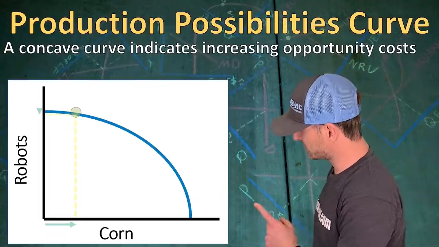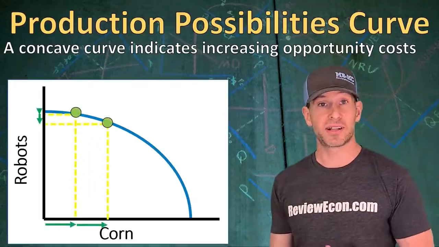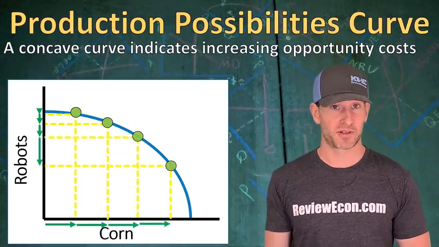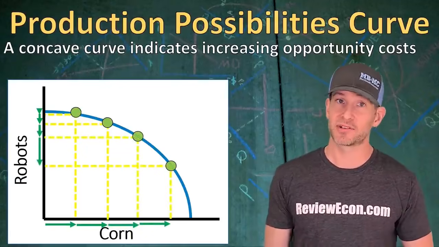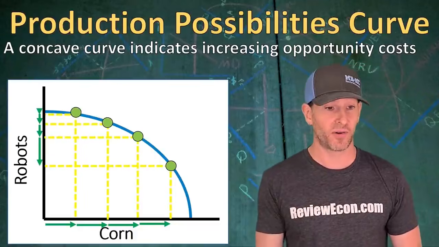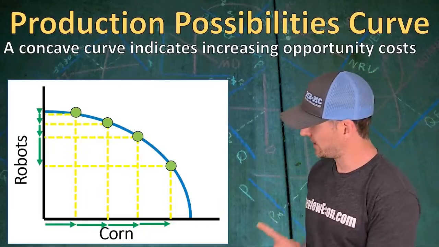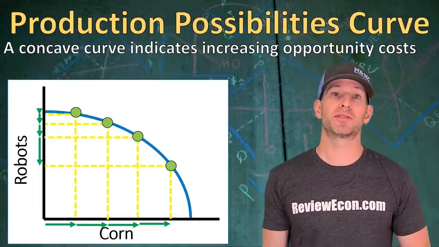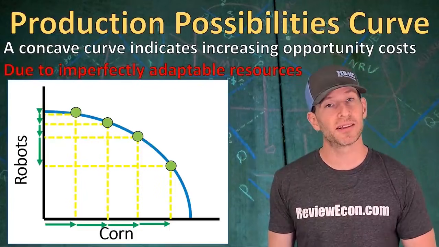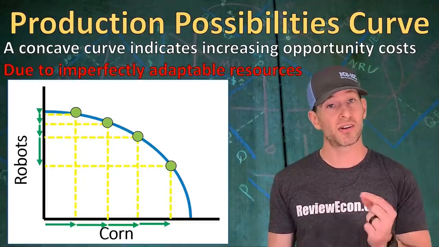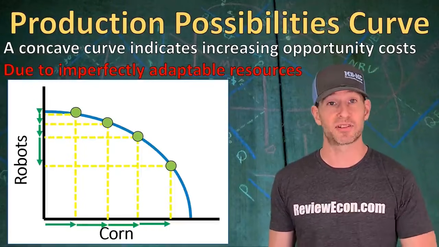As this economy produces more and more corn, the opportunity costs in terms of robot production increases. We see that increasing opportunity cost as we move down that curve, increasing our production of corn. The opportunity cost of robots gets bigger and bigger and bigger as we move down that curve. The reason for this increasing opportunity cost is due to imperfectly adaptable resources. The resources that are good at producing robots are not going to be equally good at producing corn, and vice versa.